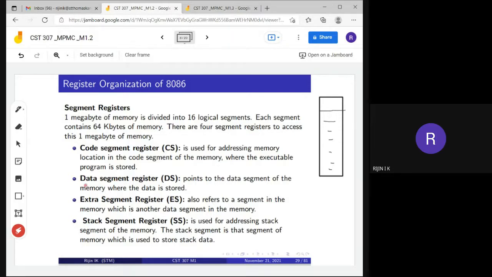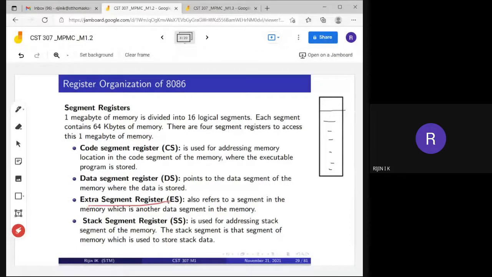Then the data segment register. It points to the data segment of the memory where actual data is stored. As we have discussed, we divide the entire memory into 16 different segments, each of size 64 kilobytes. For accessing these memory locations, we use these different registers. The data segment register is used to point to the data segment of the memory where actual data is stored.